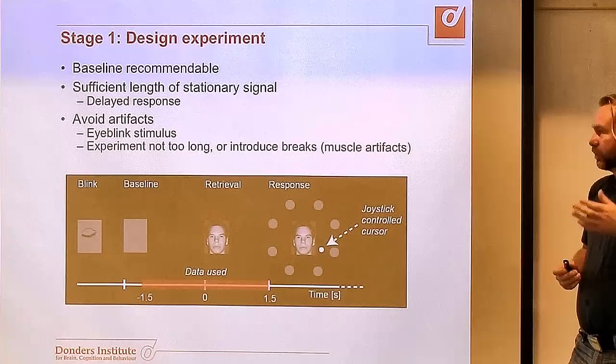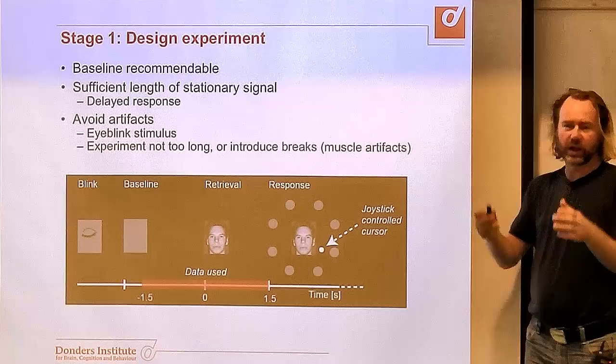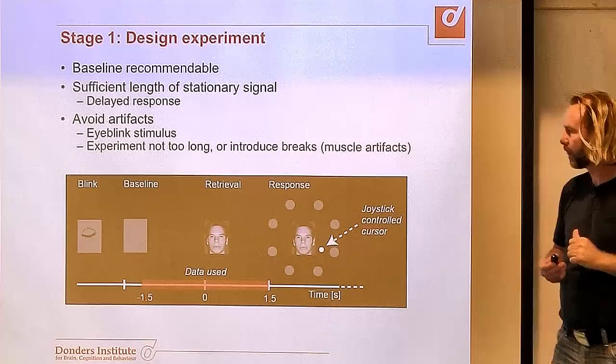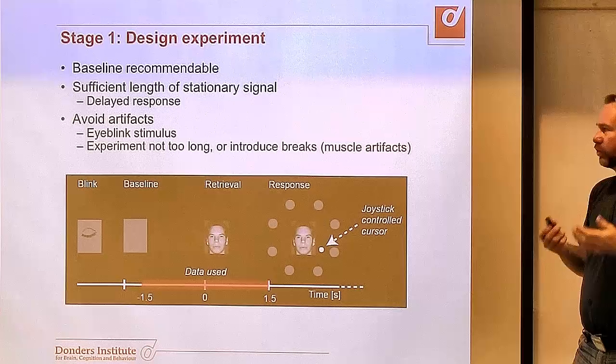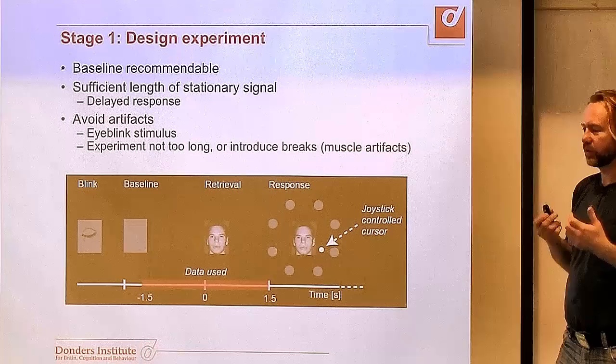And it's also important that we avoid artifacts, and that is why we have an explicit instruction at a certain point in the experiment to blink. The subject has to blink anyway, so rather than having the subject blink during an experiment, we have them blink shortly before each trial. It's also important to make the experiment not too long or to include breaks, because otherwise the subject will get fatigued and uncomfortable. And if a subject is fatigued or uncomfortable, you're going to have more artifacts.